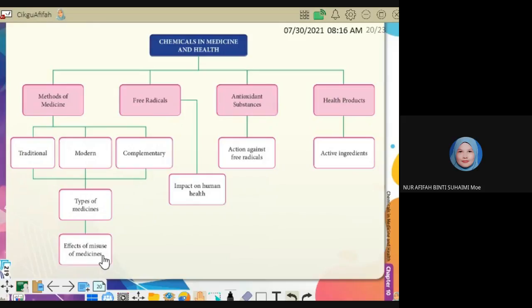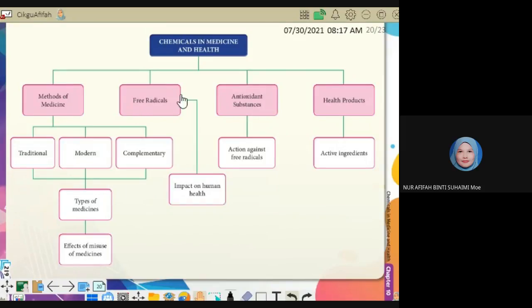Apa lagi? Maybe some of the medicine can cause side effects, can cause allergy. Ada yang akan alergi, vomiting, muntah, headache, sakit kepala. Contoh salah guna ubat, and then maybe will cause addiction. Cough syrup, ubat batuk. Daripada 3 kali sehari, you ambil 5 kali sehari, so it will cause addiction.